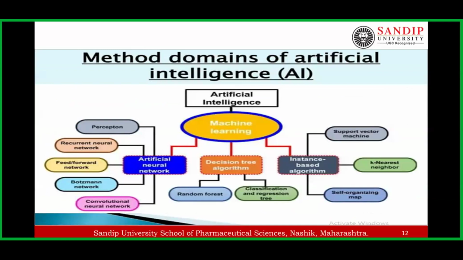These subdivisions have their own practical applications. For example, in instance-based algorithms we have support vector machines, k-nearest neighbors, and self-organizing maps. In decision tree type algorithms, two are applied to the pharmacy sector: random forest and classification and regression tree. These things relate to the engineering sciences, especially computer sciences.